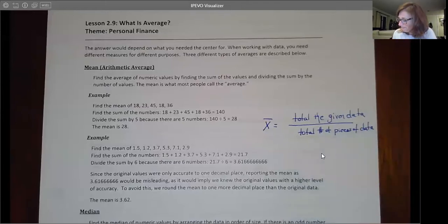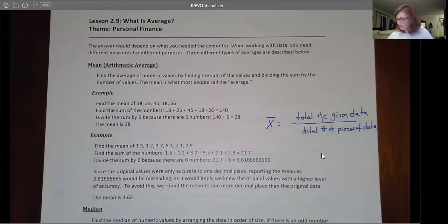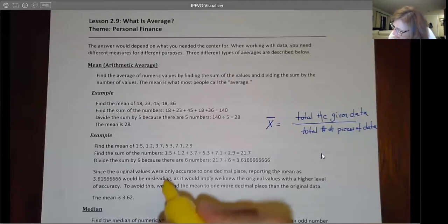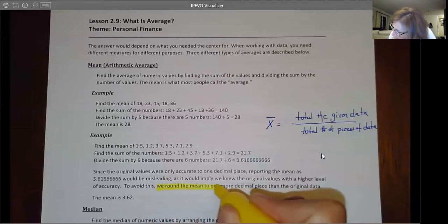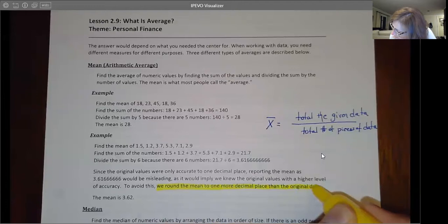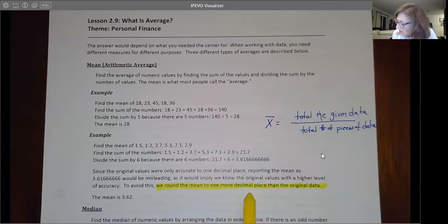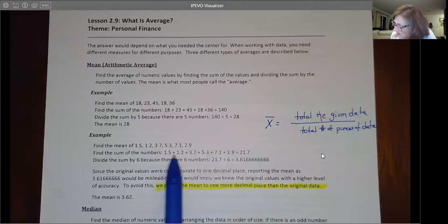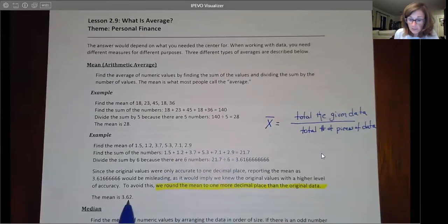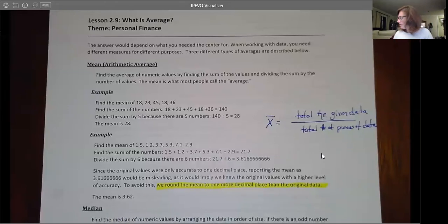And so just as a little clue, they said when you round for the mean, you always go one more decimal place than the original data. So since these are all to the nearest tenth, you're going to round it to the nearest hundredth, which is 2 decimals. Okay? Well, we're going to do an example together after we're done with this.